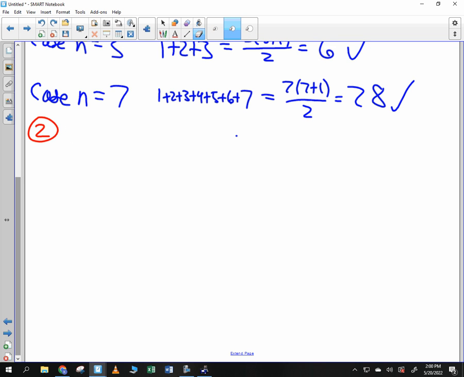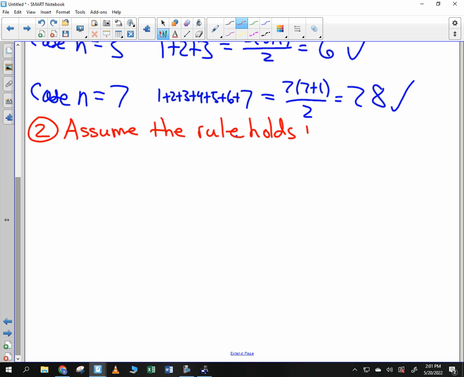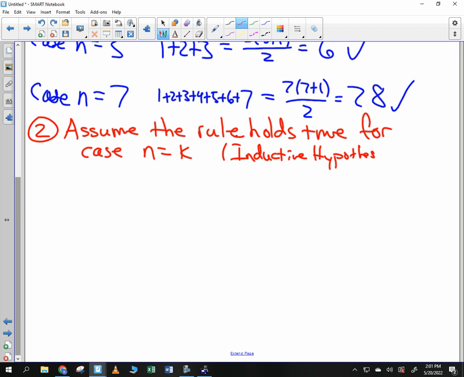assume the rule holds true for case n equals k. Yeah. And this is called your inductive hypothesis. And it's important because you end up using this every single time. Now, I have to write out what the inductive hypothesis is.